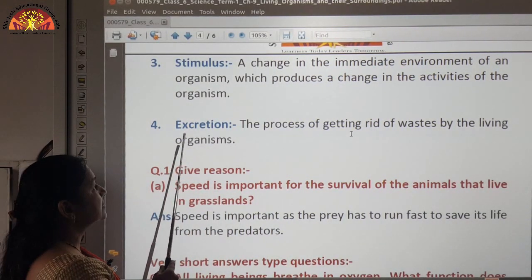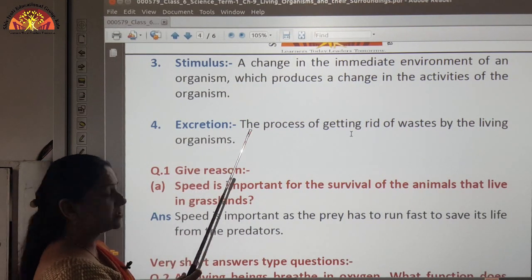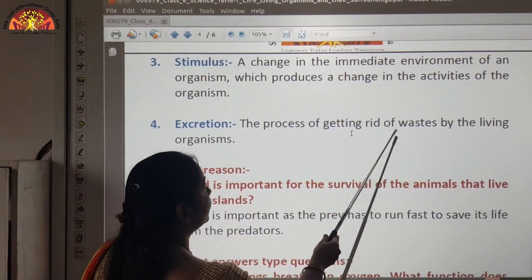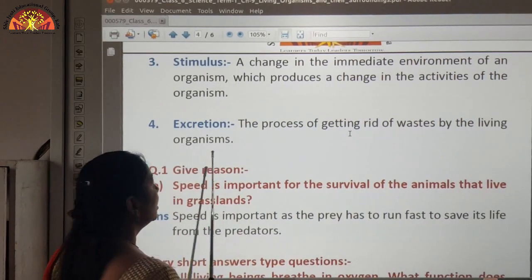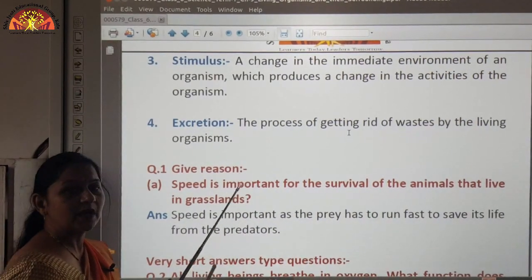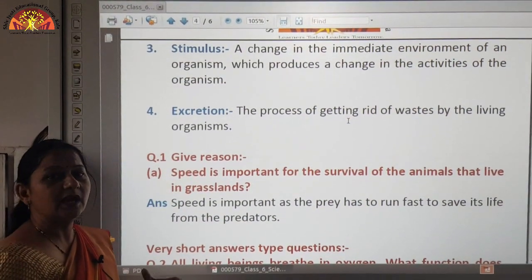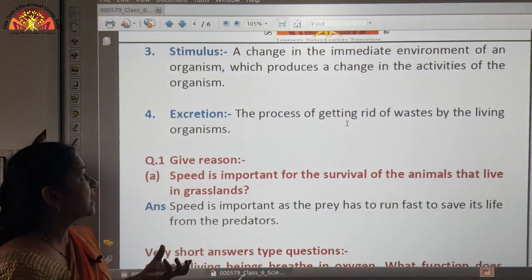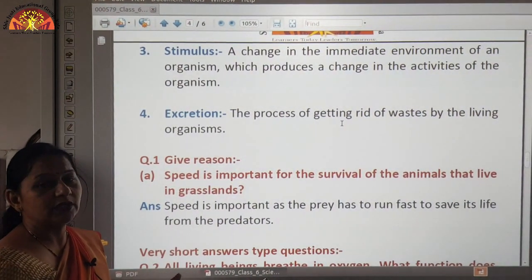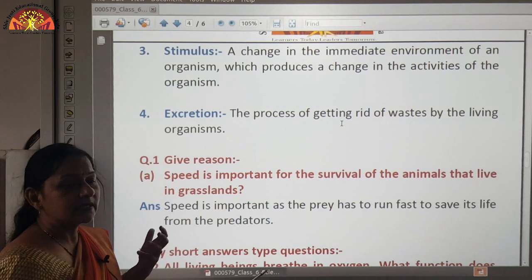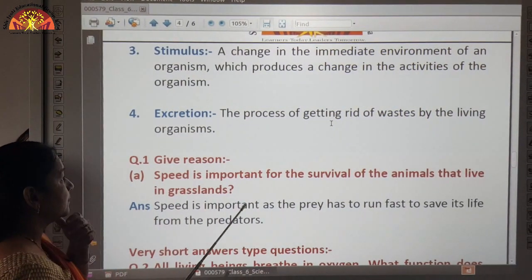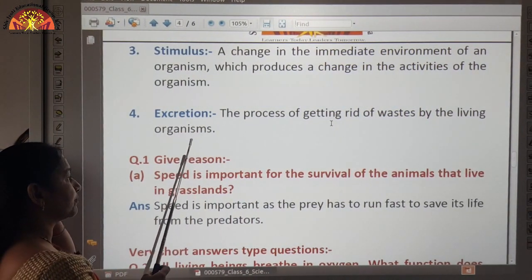Then the fourth one is excretion. And what is excretion? The process of getting rid of waste by living organisms. The process by which organisms secrete out the waste from their body. The waste is excreted out from their body. So, this is called excretion.